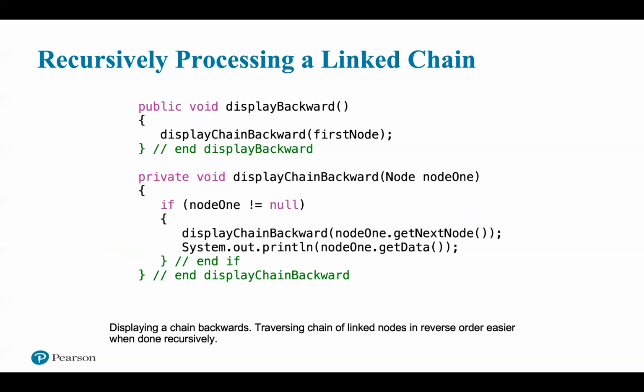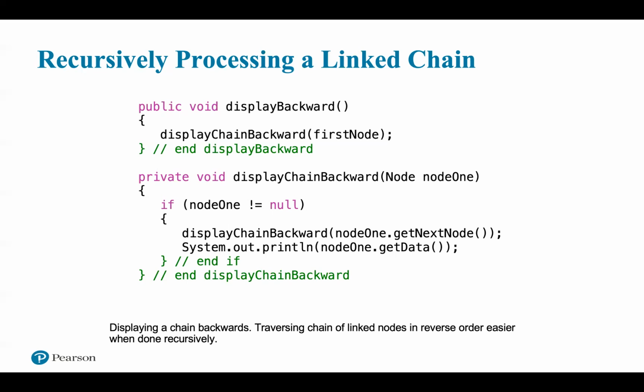Okay, let's talk about displaying a chain backwards. So suppose that you want to traverse a chain of linked nodes in reverse order. In particular, suppose that you want to display the objects in the last node, then the one in the next to the last node, and so on, working your way towards the beginning of the chain. Since each node references the next node, but not the previous one, using iteration for this task would be difficult. You could traverse to the last node, display its contents, go back to the beginning, and traverse to the next to the last node, and so on. Clearly, however, this is a tedious and time-consuming approach.